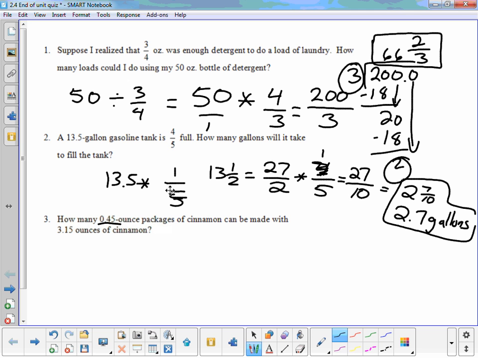And since I'm dividing, I'm going to be dividing by this number right here. I'm going to move the decimal. I'm going to make it 45. And that means I need to move this here. And it should be 315 divided by 45.